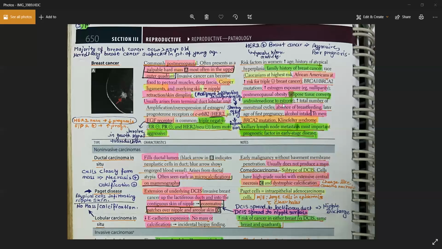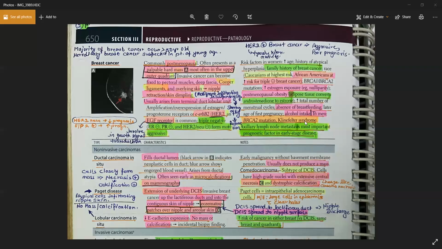In males, having a BRCA2 mutation will increase the risk of breast cancer. So male patients can also have a breast cancer, and that happens whenever they have a familial BRCA2 mutation or if they have Klinefelter syndrome.